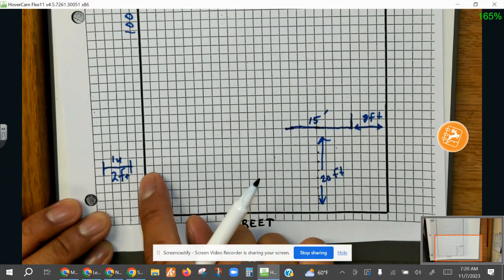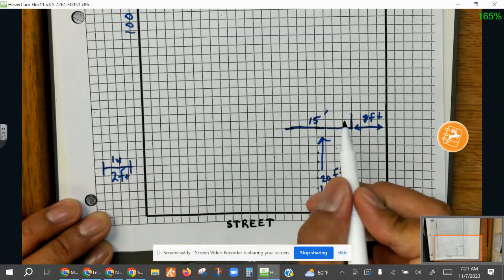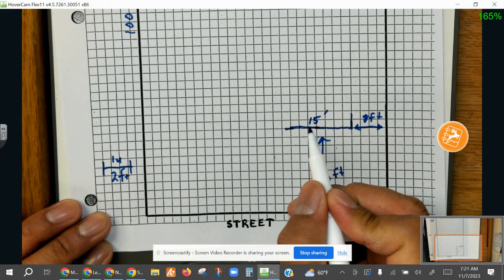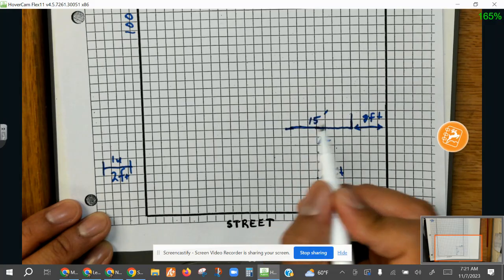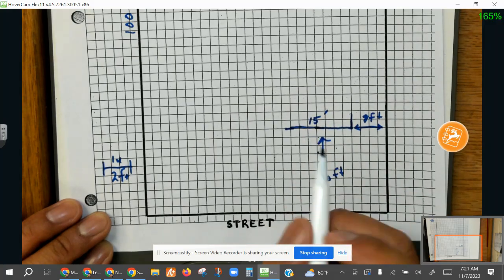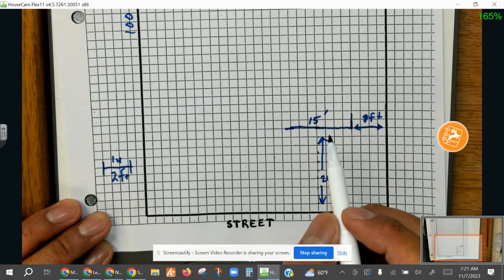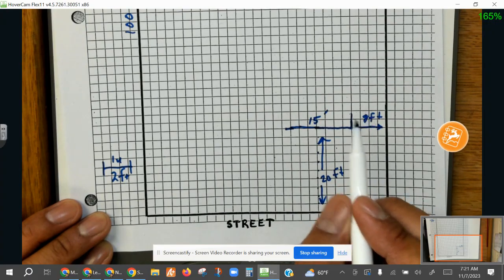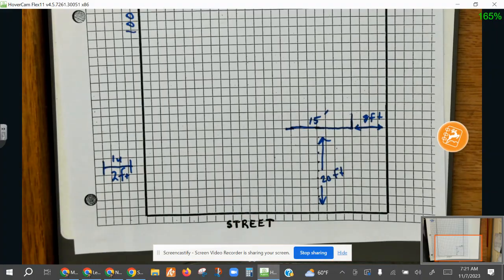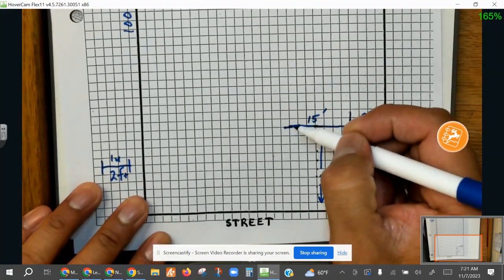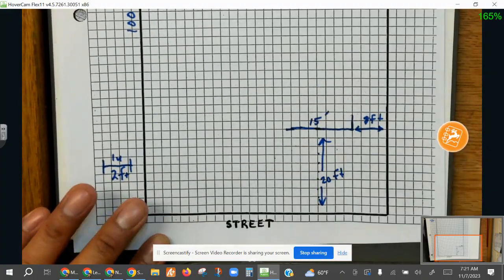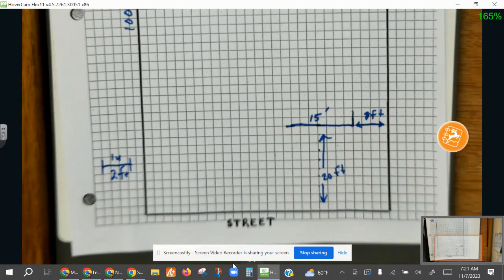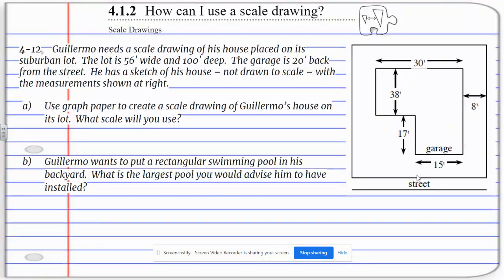We're using equivalent fractions here, right? So we have 1, 2, 3, 4, 5, 6, 7, and a half, which if you notice now, there's a pattern. So 7.5 is half of 15. 4 squares, that's half of 8. So we can use this pattern for the rest. So what did it say about the side part of the garage? The side part of the garage is 17 feet from the back. So that's 17 feet. How many units would that be?